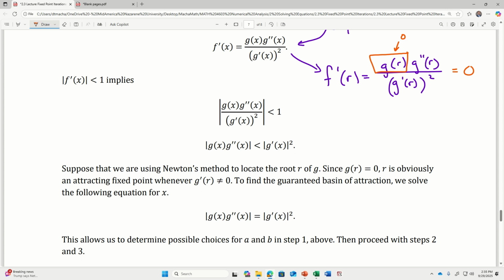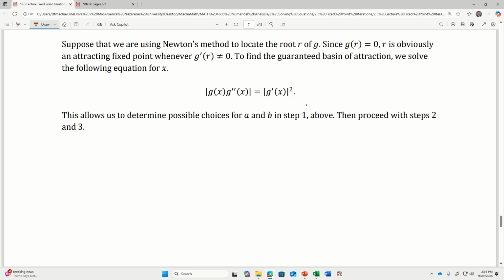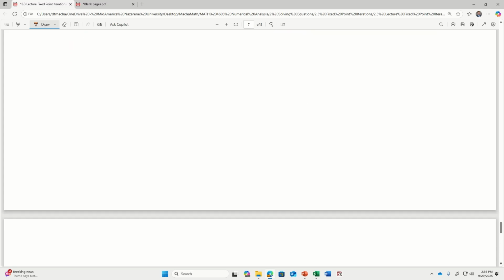To find the guaranteed basin of attraction, we solve the following equation for x. And it's just the same one from before. You're trying to find the edges of the interval, right? You're trying to find the a and the b, where this goes from being true to not true. So you set this equal to each other, and then you can find the possible a and b. And you're not done. That's not the guaranteed basin of attraction, but you find which one's closer to your fixed point, which one's closer to the root. And then you take the radius as being the minimum distance, the smaller of the two distances, and then you make that interval symmetric around your root.